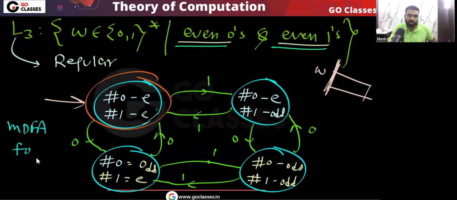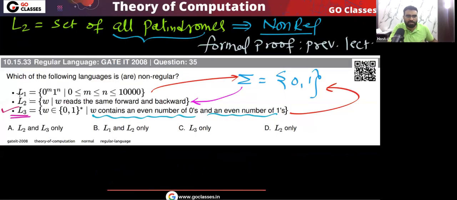Because we have created a minimal DFA for L3, I can say L3 is regular. Okay, is this clear? L3 is regular. So finally in this question, L1 is regular because L1 is finite. This is a finite language, so this is regular. L3 is regular. L2 is non-regular. The question is asking non-regular, so L2. Answer will be option D.